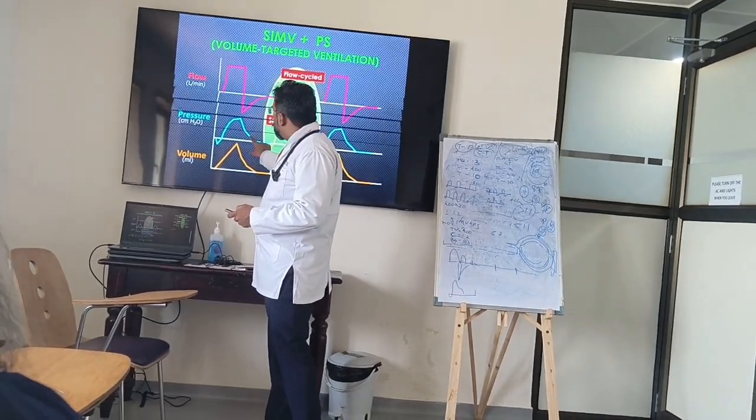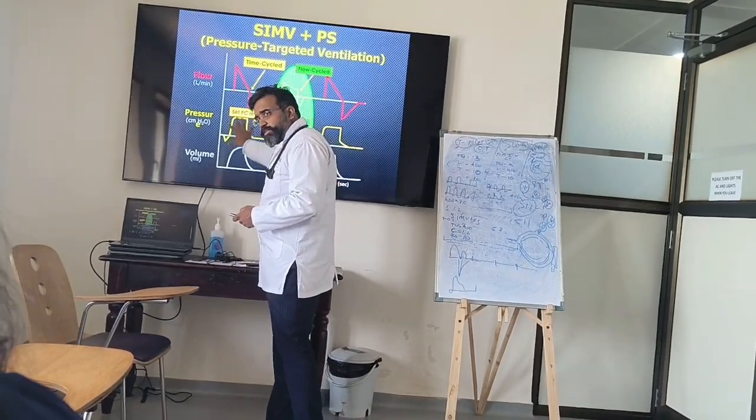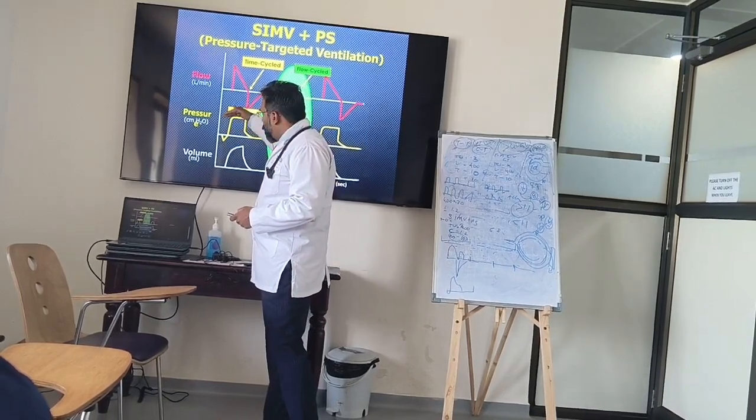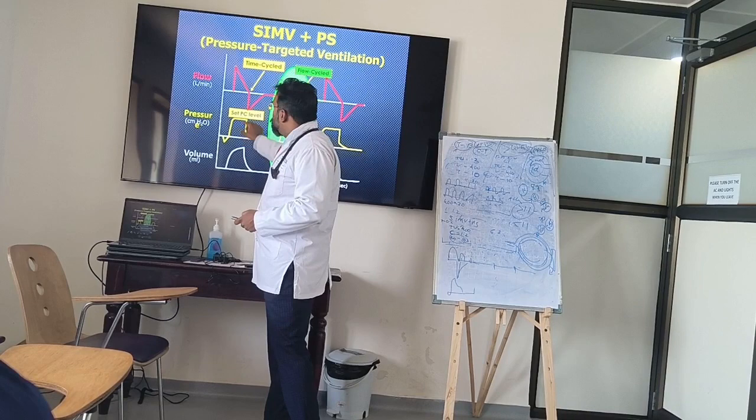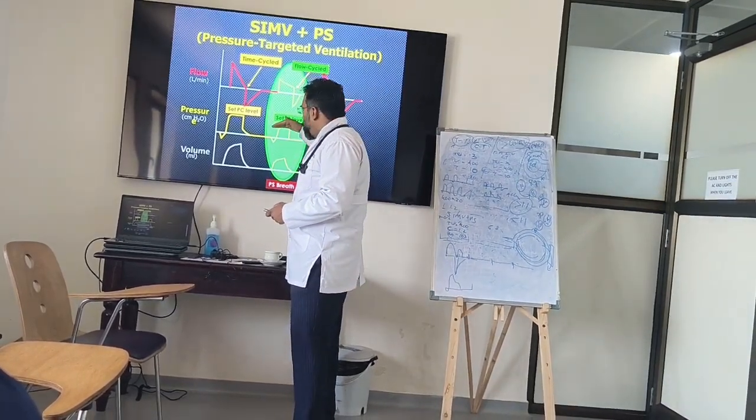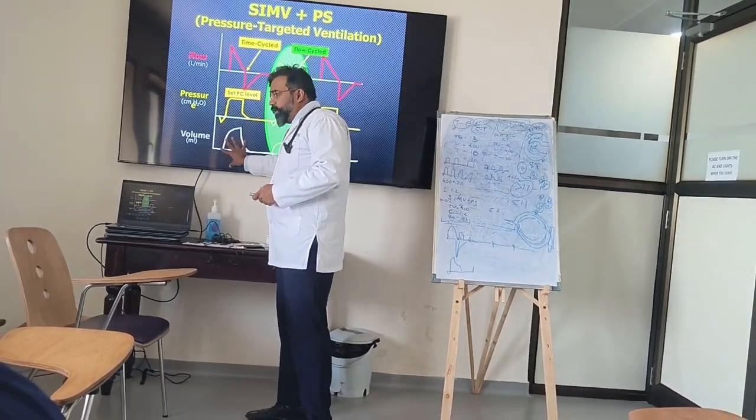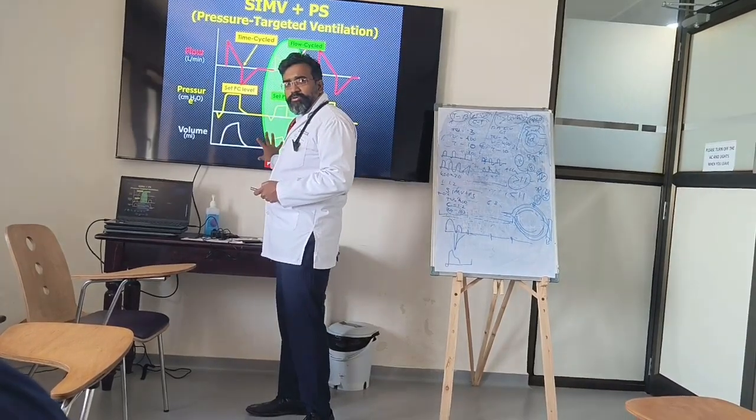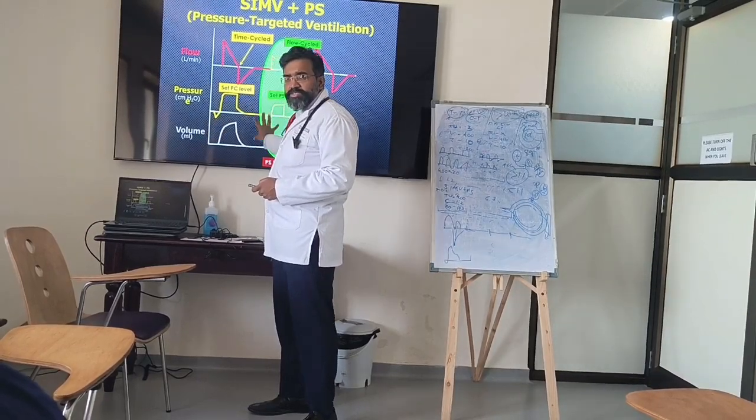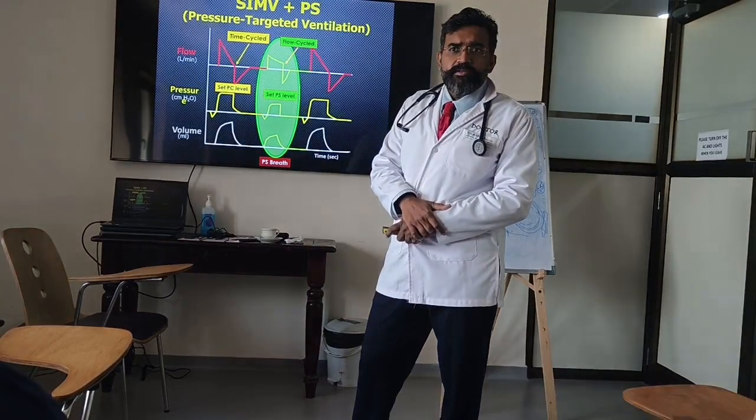Okay. Now we go to the next one where the pressure is set. Here also, this breath type is actually triggered by the patient, limited by pressure and cycled by time, with a decelerating flow wave pattern. Whereas this one is triggered by the patient, limited by pressure and cycled by flow. So this is SIMV pressure control and pressure support. Do you understand? Any doubts?